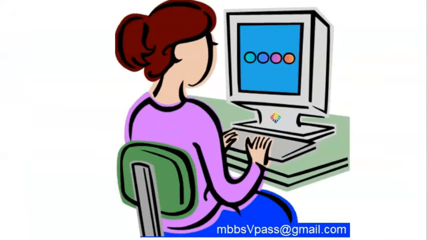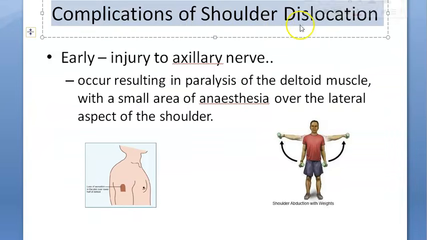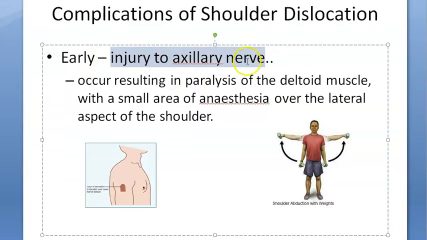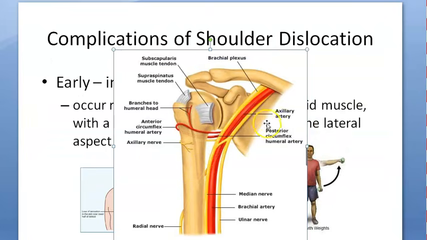Now we will look at the complications of shoulder dislocation. So there can be injury to the axillary nerve, right? Where is the axillary nerve? Look at the axillary nerve here. Okay, that's the artery. Where's the axillary nerve? Okay, here. It's going around the neck of the humerus. This is the axillary nerve. So there can be damage to this.